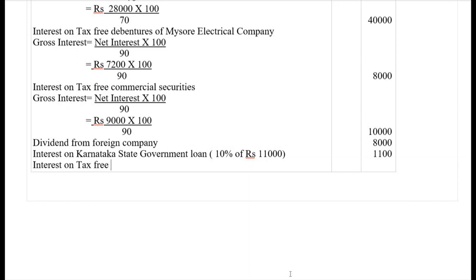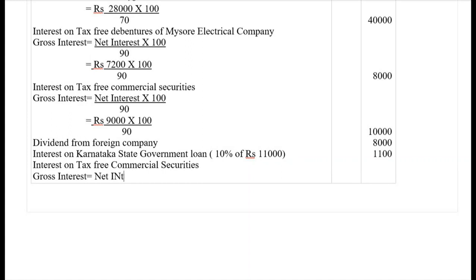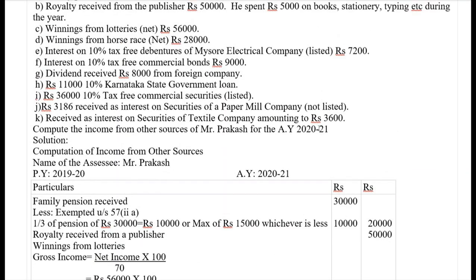Then the next one comes here, interest on tax-free commercial securities. So gross interest equals net interest multiplied by 100. The rate of TDS again remains the same, that is 10% only. So 100 minus 10 comes to 90 here. So 90. So here now let us check how much it is, 36,000.